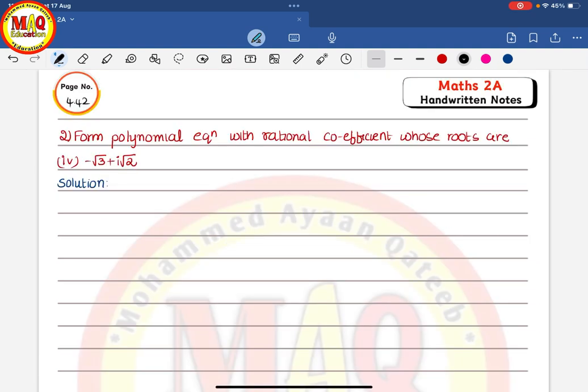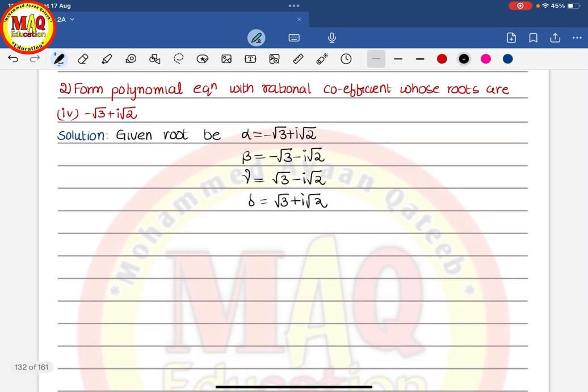Second question, form polynomial equation with rational coefficient whose roots are. So first let us write given roots. Alpha, given rational, equal to minus root 3 plus i into root 2, and beta let us take minus root 3 minus i root 2, and gamma let us take root 3 minus i root 2, and delta let us take root 3 plus i root 2. Okay, now let this be the four roots.